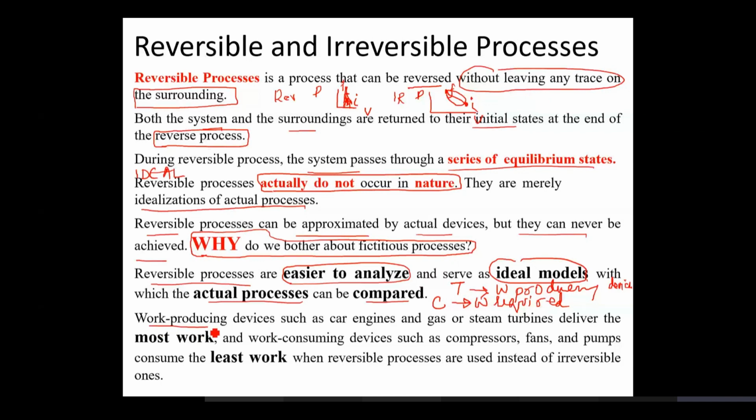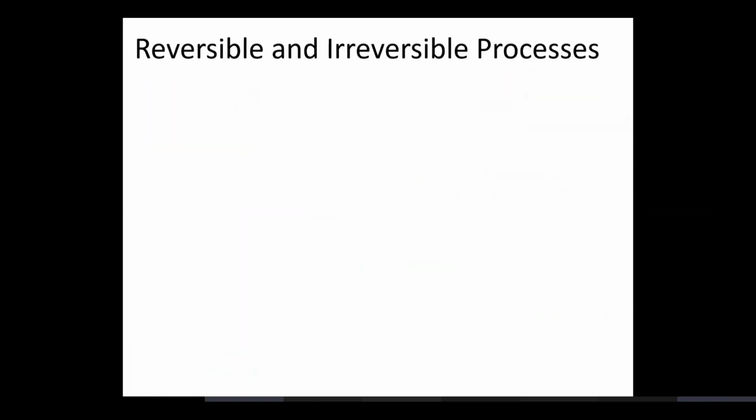So the work producing devices such as car engines, gas and steam turbines, they deliver most work, that is maximum work, and work consuming devices such as compressors, fans, and pumps, they consume least work when reversible processes are used instead of irreversible processes. That means when the process is taking place in an ideal manner, you would have maximum work from the work producing devices and least work consumed for the work consuming devices. Clear enough? Yes, sir. All right.